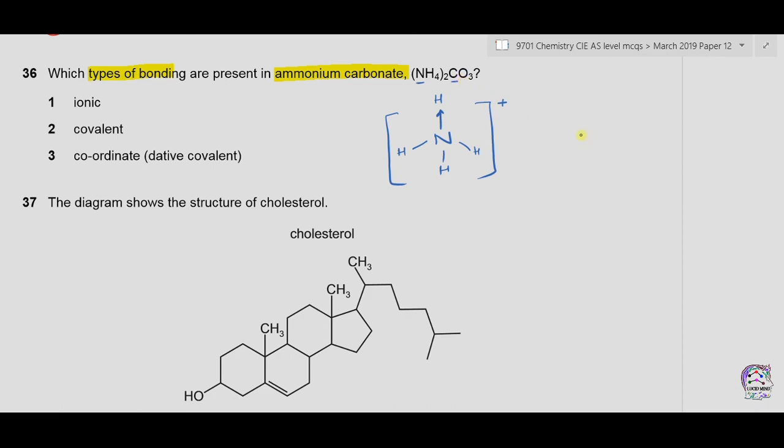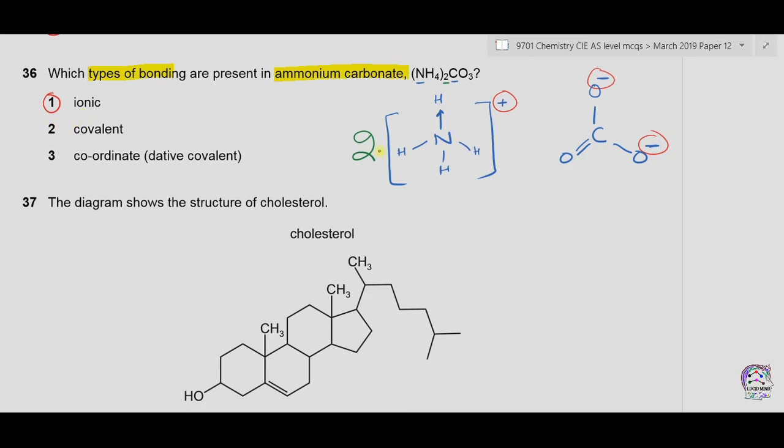In carbonate we have carbon as the central atom. It is making a double covalent bond with 1 oxygen and 2 single covalent bonds with 2 other oxygen atoms, and the charge is -2. Now the charges are balanced by using 2 ammonium ions, so therefore in the compound we write ammonium 2 carbonate. Number 1, we have an ionic bond. As we can see, there is positive charge and negative charge, so the force of attraction makes an ionic bond.